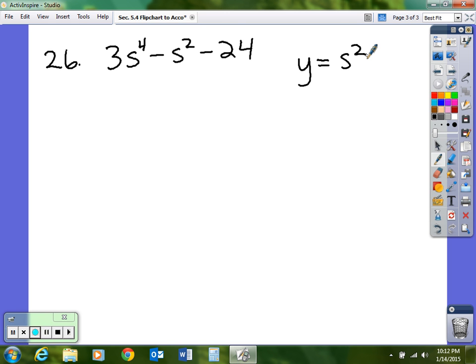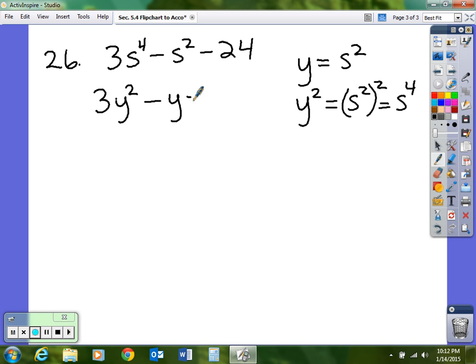If y equals s squared, then squaring both sides gives us that y squared equals s squared squared, or s to the fourth. We now use these to substitute into our original polynomial. S to the fourth, as we see, is y squared. Let us rewrite with that substitution. 3y squared. S squared, as we noted, is just y. And so this polynomial turns into a quadratic, 3y squared minus y minus 24.